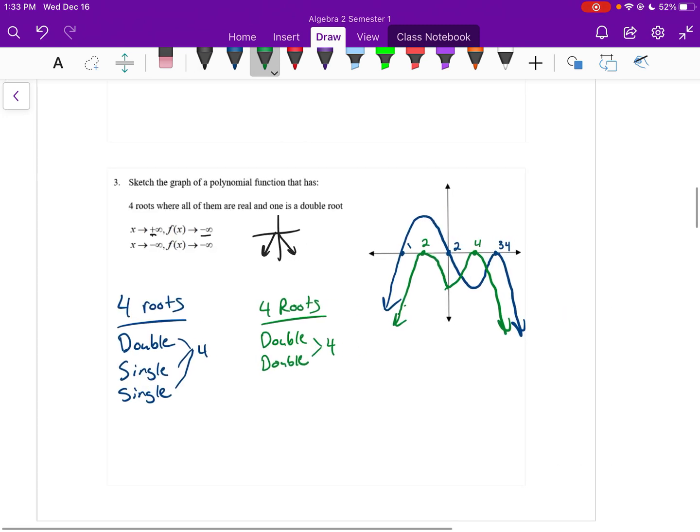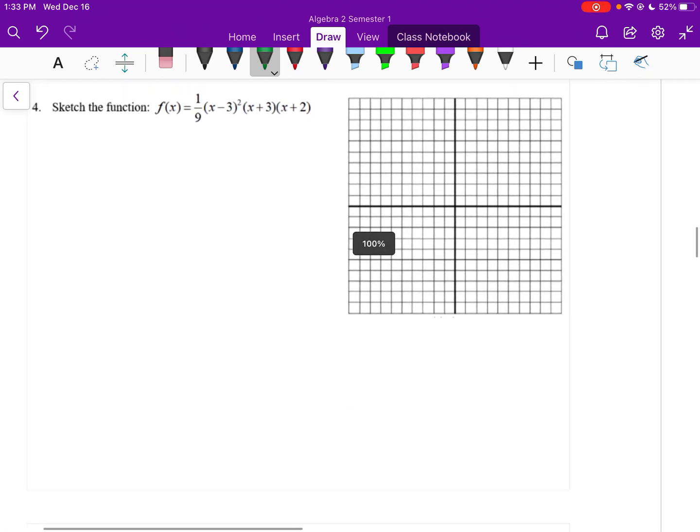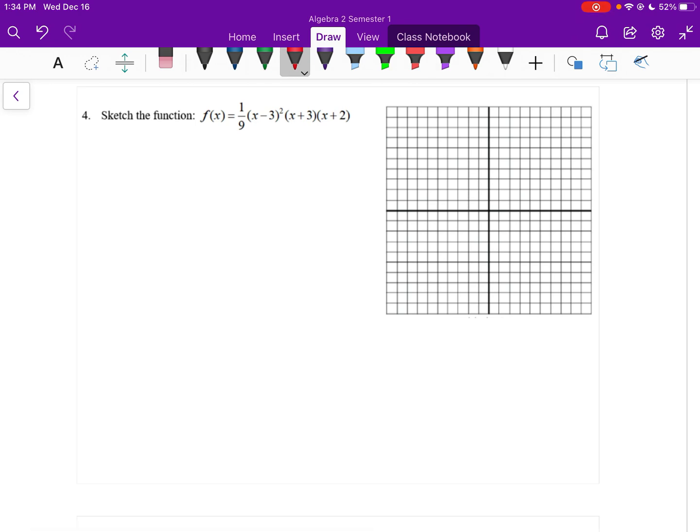All right, so again, those are sketches. There's a lot of different options you could have gone with. I'm looking for the end behavior and that you have 4 roots represented on your graph. All right, so another graphing one. Now I actually give you the function.